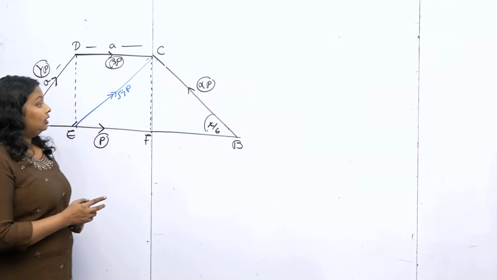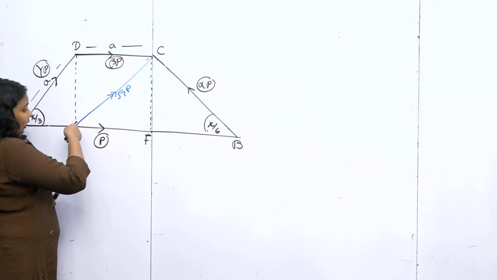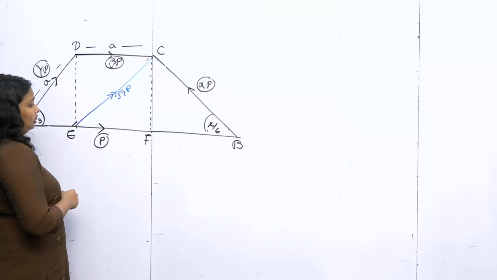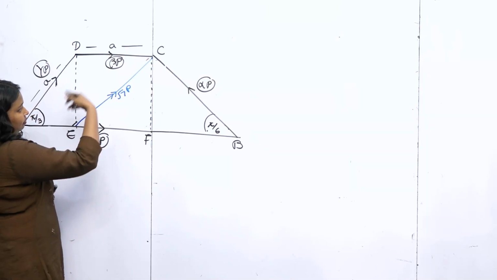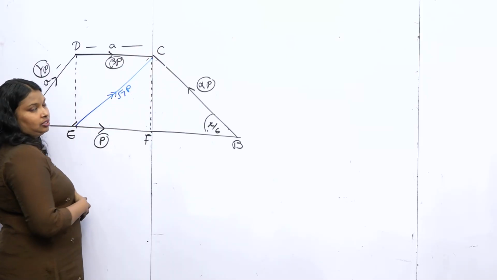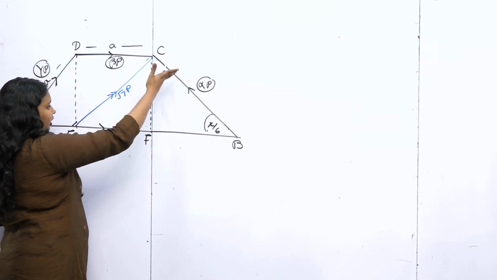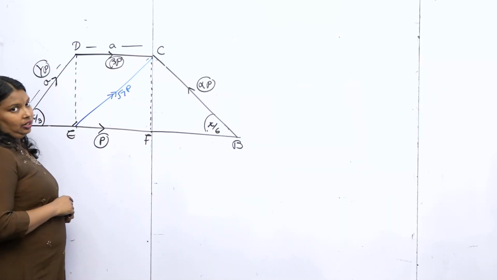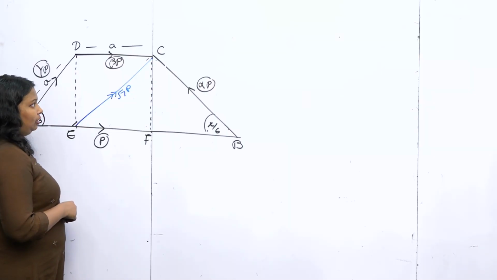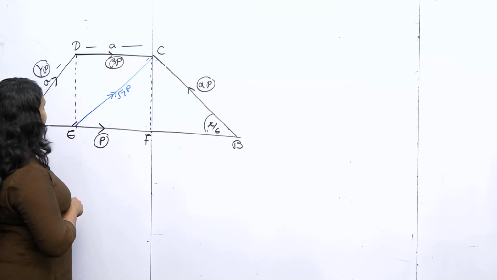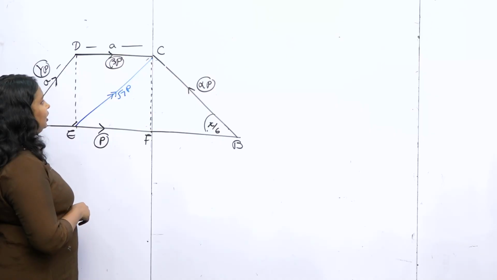Yes, we can take moments around E. Then what happens? We can take moments around some point, not on E, not on C. Now since we know this one, we can actually take moments around any point we want. Can you understand? Then we can find the values of the rest of the things. Is it clear?